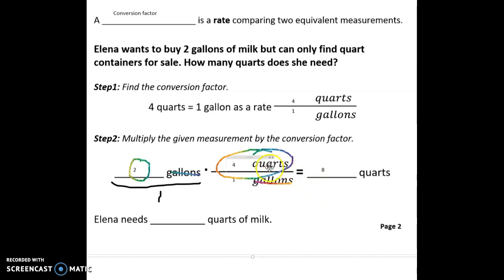And if you look right here, all that's left is quarts. So in 2 gallons you have 8 quarts. So Elena needs 8 quarts.